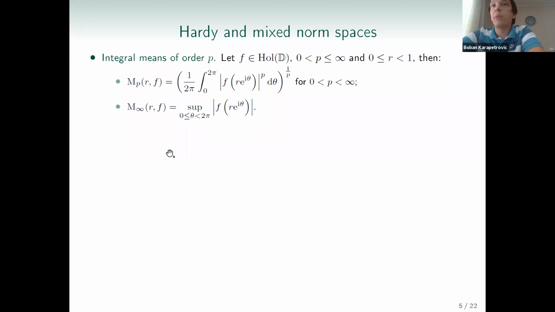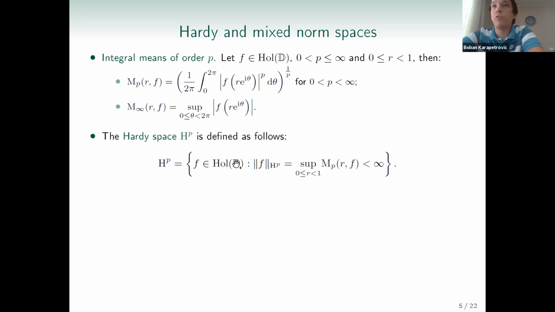This immediately implies the definition of the Hardy space H^p, the space of all holomorphic functions in the unit disk D for which the norm given by this supremum of these integral means is finite. And these integral means are increasing functions of the radius r.